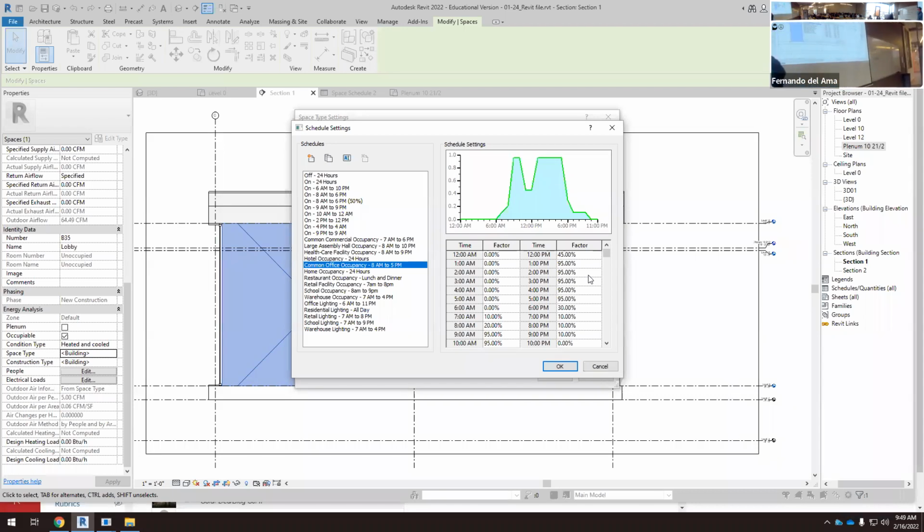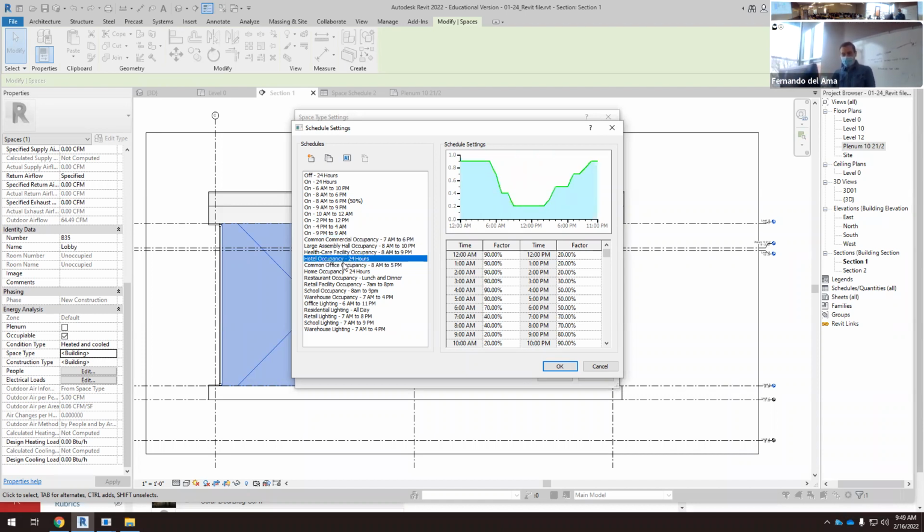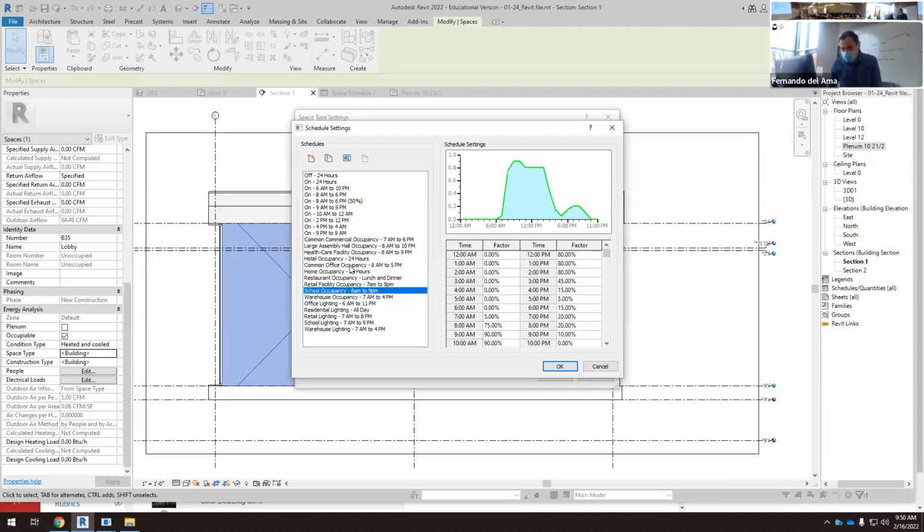It sounds good. Okay. But that depends on the use. If I select another, you see that this is a hotel. So in a hotel, it's the other way around. Everybody's in the room during the night and everybody leaves the hotel at noon, kind of, okay? So depending on what kind of activity we're doing here, we have this schedule.